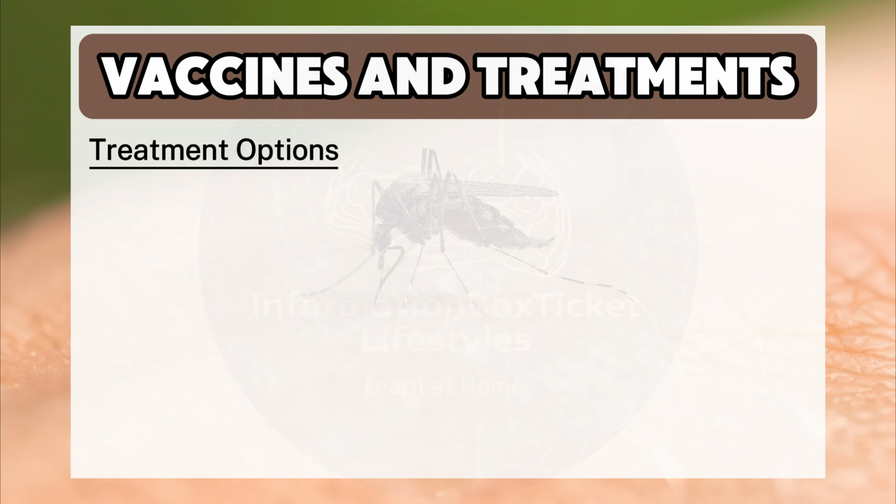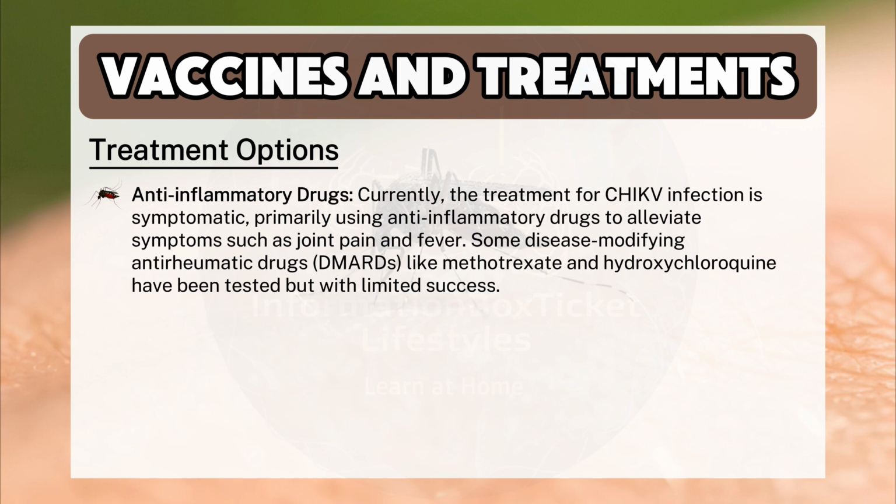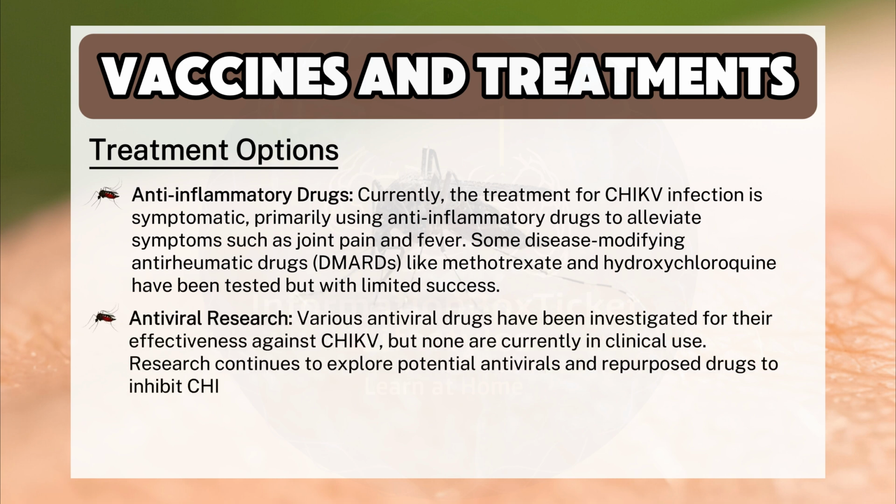Treatment options. Anti-inflammatory drugs. Currently, the treatment for Chikungunya virus infection is symptomatic, primarily using anti-inflammatory drugs to alleviate symptoms such as joint pain and fever. Some disease-modifying anti-rheumatic drugs like methotrexate and hydroxychloroquine have been tested, but with limited success. Antiviral research. Various antiviral drugs have been investigated for their effectiveness against Chikungunya virus, but none are currently in clinical use. Research continues to explore potential antivirals and repurposed drugs to inhibit Chikungunya virus replication.